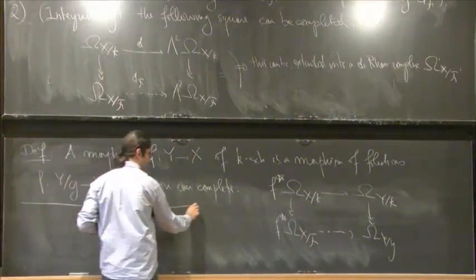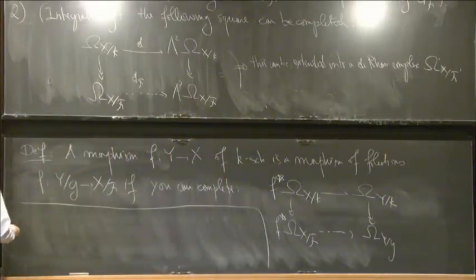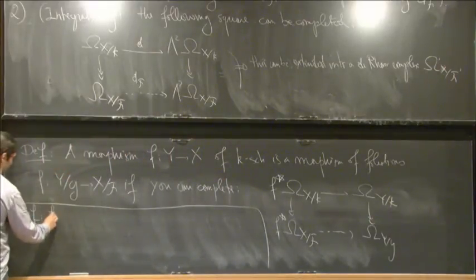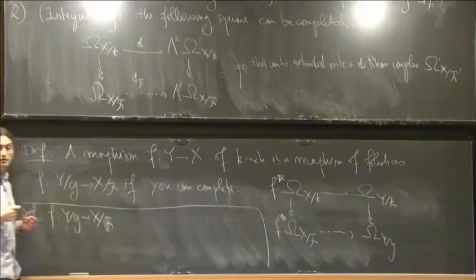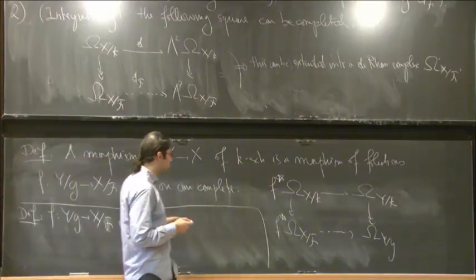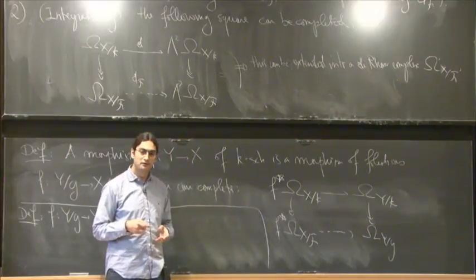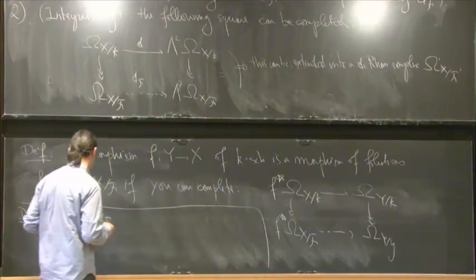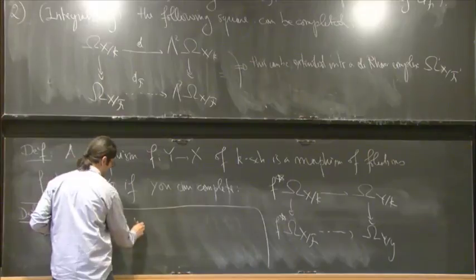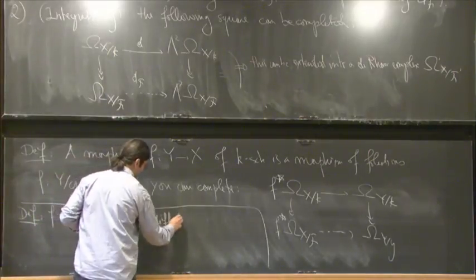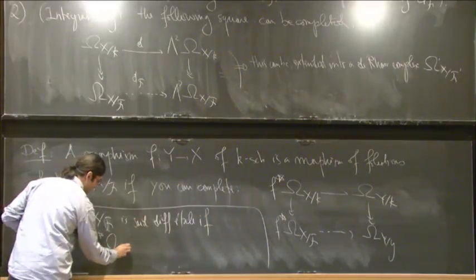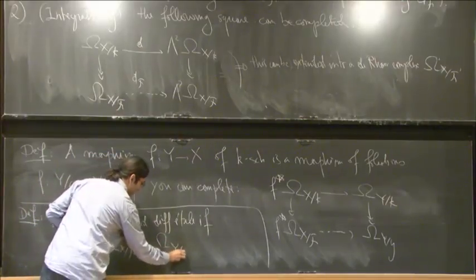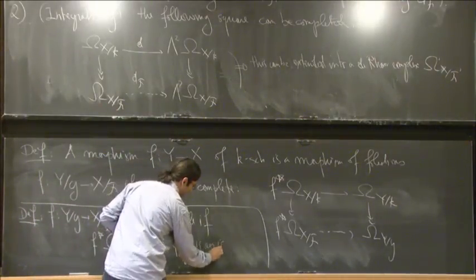And so whenever you have a morphism of foliation, you can make the following definition. So we will say that f is said to be differentially etale if the induced map that we have from the definition is an isomorphism.